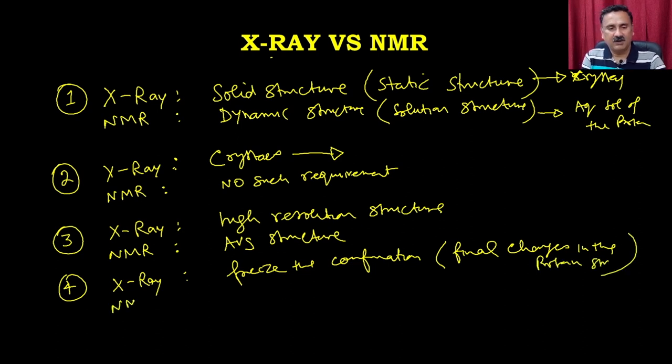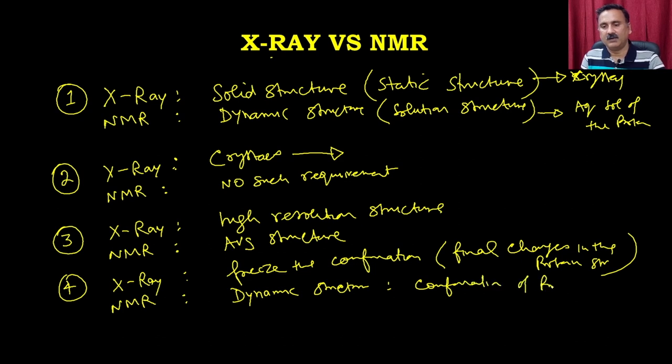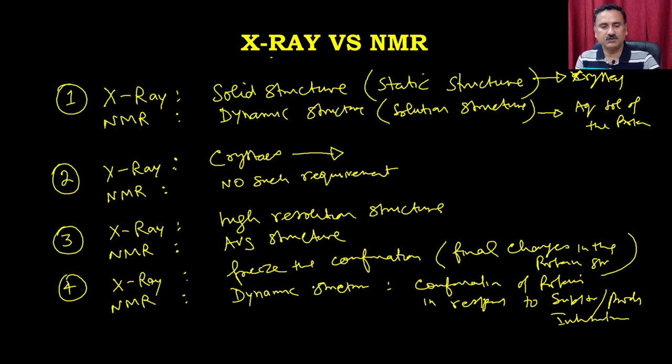Whereas in the case of NMR, because it is going to give you the dynamic structure, it can be used very extensively in studying the conformations of the protein in response to substrate, product or inhibitor. In some cases, it can also be used to see the conformation of the protein structure change even when you are adding another protein with which the previous protein is interacting.